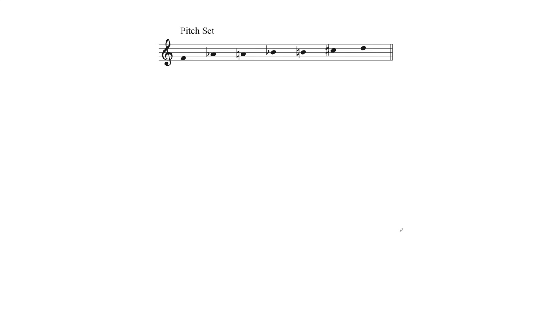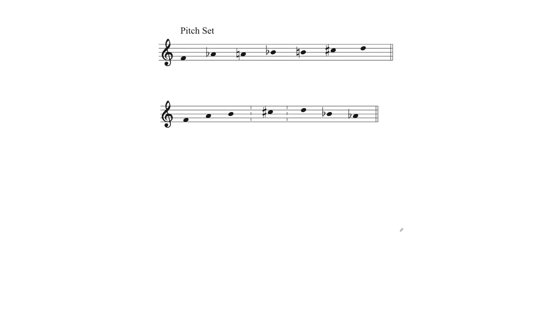As I said in the previous lecture, if the focus of the music is on a particular chord, then this chord has probably a special construction. If the focus of the music is on a special pitch set, then this pitch set has probably something special in it. And in my opinion, the characteristic of this pitch set is the following.